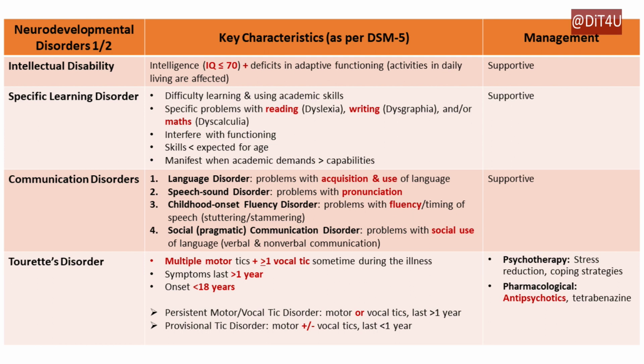Okay. Tourette's disorder, wherein you have multiple motor tics. That is very important. First thing that is required is multiple motor tics plus one or more vocal tics. So it may be just one vocal tic, but multiple motor tics have to be present sometime during the illness. And the symptoms should last more than a year. Onset is in the developmental period, that is before 18 years of age.